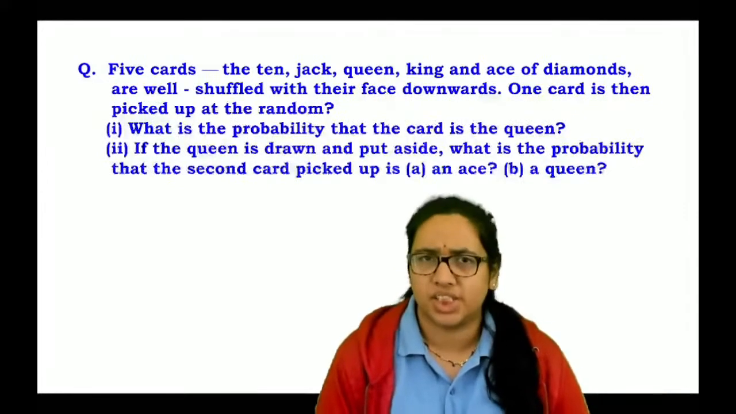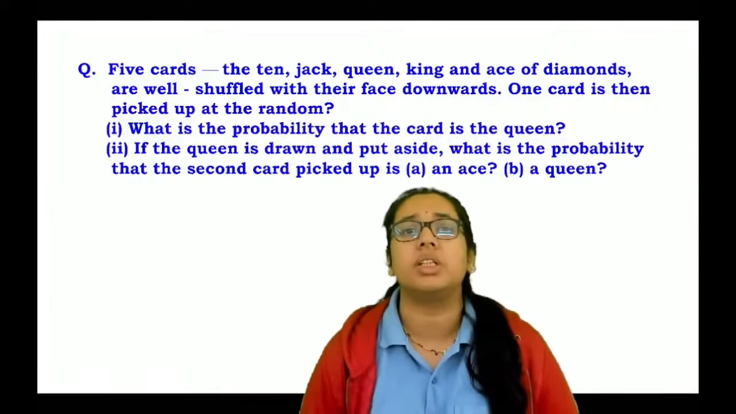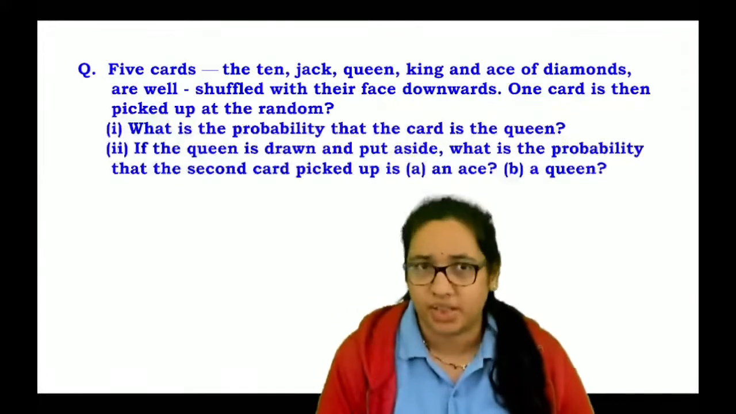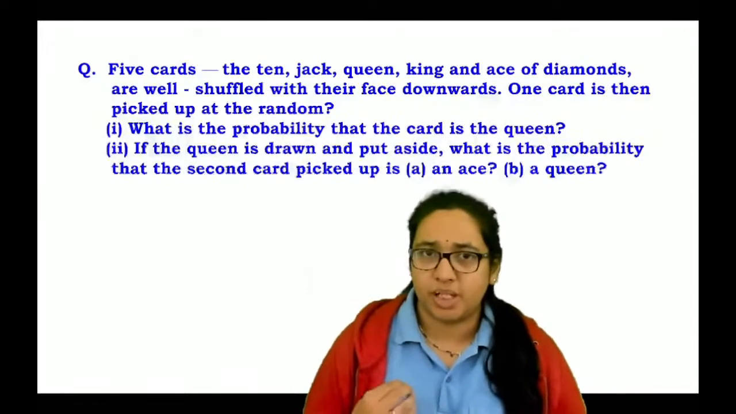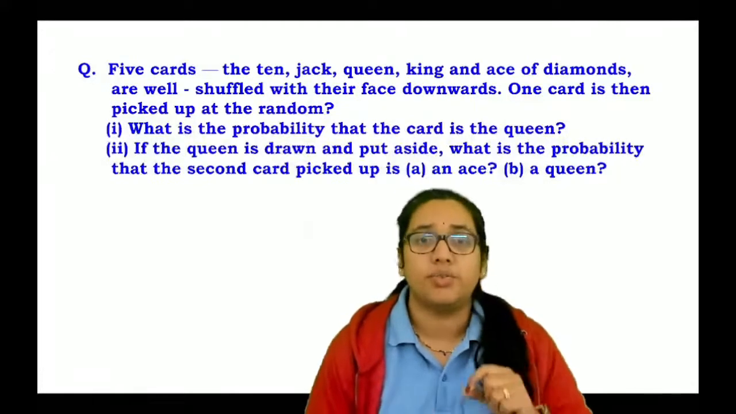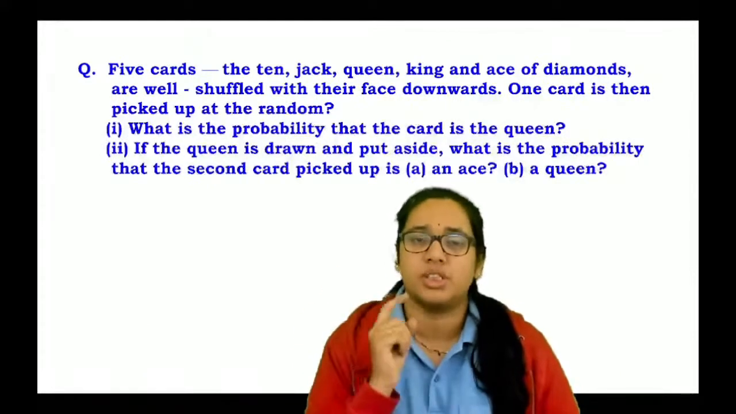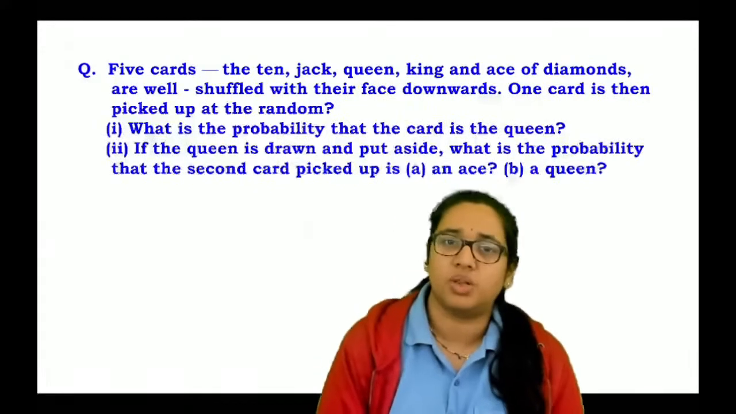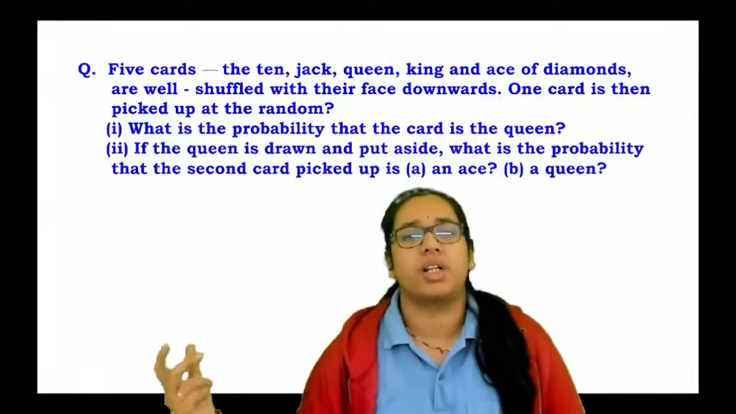5 cards, the 10, Jack, Queen, King, and Ace of Diamonds, are well shuffled with their faces downwards. One card is then picked up at random. Then what is the probability that the card is the Queen? So whatever the type of question, if you are finding out the chance of the required event, first of all you just have to check what is the total number of outcomes. You have to find out the final number of all possible outcomes. Then we'll go for that event and after that the favorable ones.